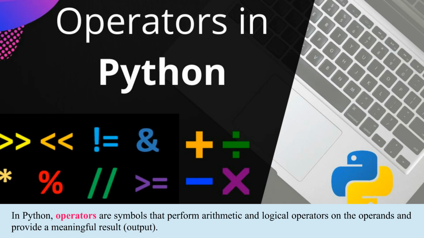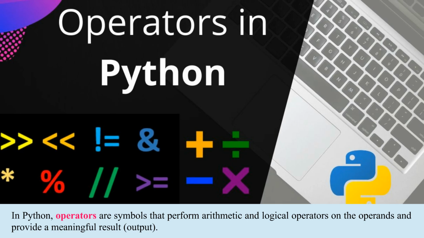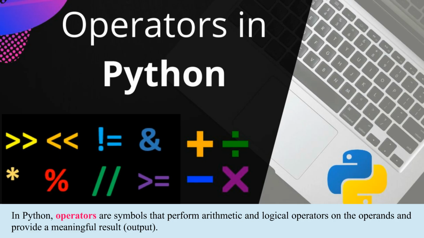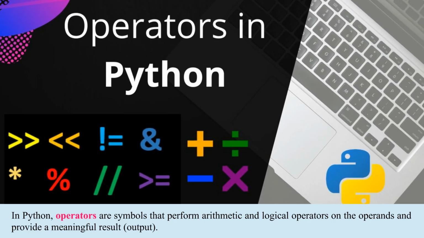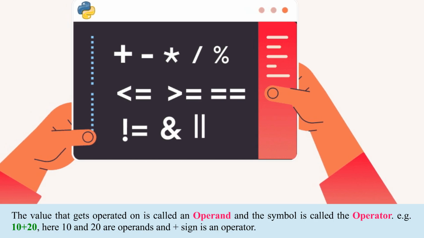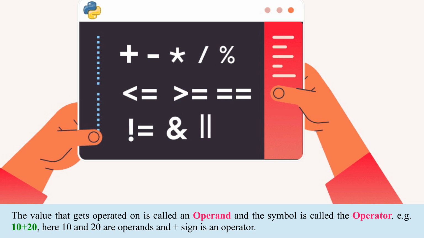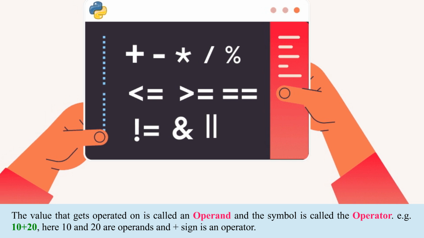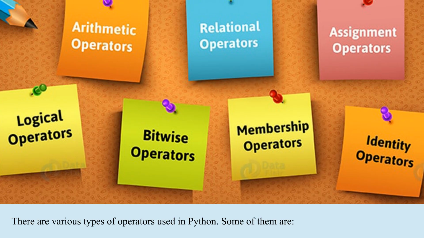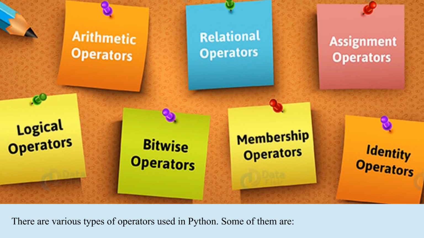Python operators. In Python, operators are symbols that perform arithmetic and logical operations on the operands and provide a meaningful result output. The value that gets operated on is called an operand and the symbol is called the operator. Example: 10 plus 20. Here 10 and 20 are operands and the plus sign is an operator. There are various types of operators used in Python.